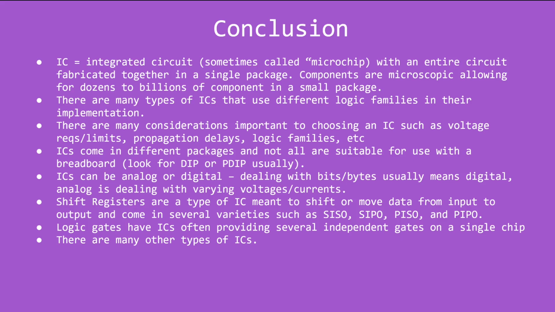If you're dealing with bits, you're dealing with digital. Analog is varying voltages or currents. Keep in mind, we also saw chips that were dealing with analog inputs and outputs, but the select lines were digital. We discussed shift registers, timers, multiplexers, demultiplexers, encoders, decoders, specific 7-segment decoders, counters, and logic gates. With logic gate ICs, you often have multiple of the same logic gate on the same chip.